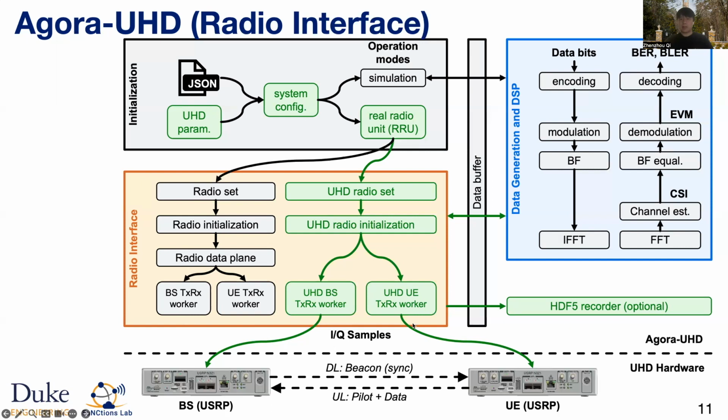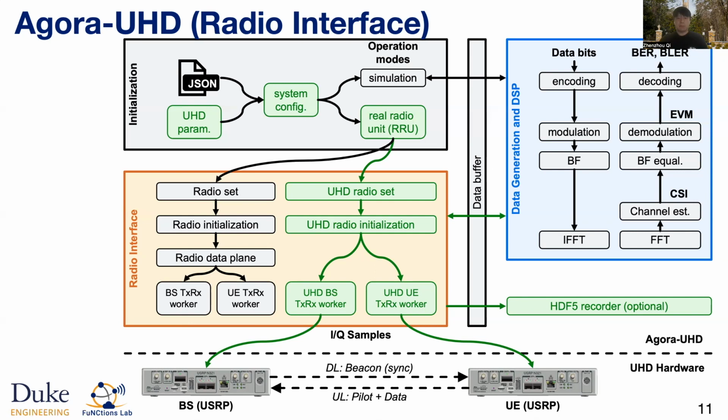These worker classes handle the tasks and provide an interface to the real-time DSP pipelines, as shown on the right-hand side. The real-time DSP pipeline includes multiple doer classes, and each handles a signal processing task, such as the FFT, channel estimation, beamforming equalization, demodulation, and decoding, etc.